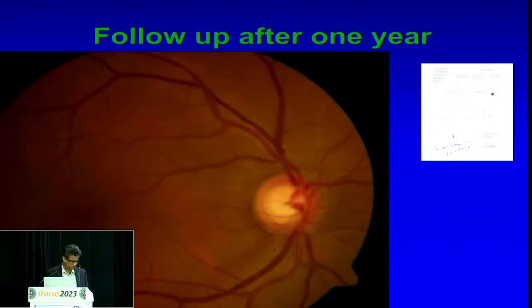So what do you see over here? Very good, beautiful. So there is an RNFL defect over there. The notch is just beginning, but the field is still normal. So that is what I wanted to instill in you, that structural change is first. And that is why you really have to examine.